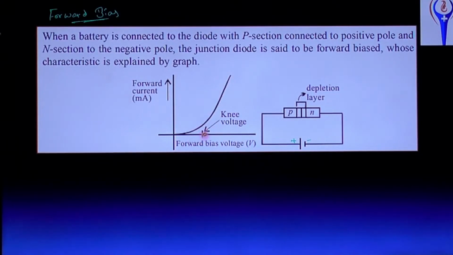And here, this voltage is called knee voltage. Knee voltage is the voltage at which current increases drastically. That is called knee voltage. What is forward bias? When a P-type is connected to positive and N-type is connected to negative. During this time, the depletion layer will be very thin. And in reverse bias, P-type is connected to negative and N-type is connected to positive.